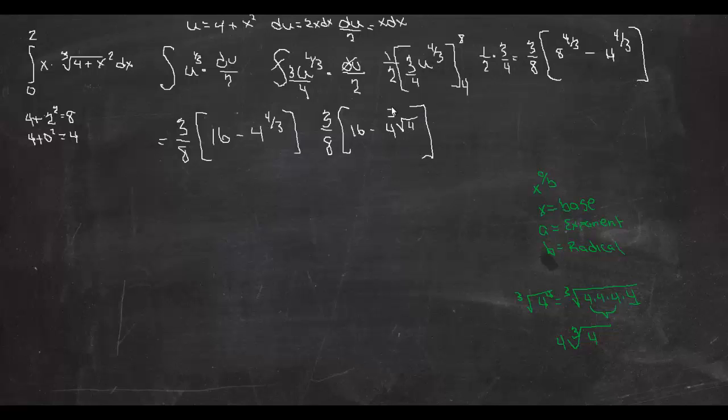Okay. So what we'll do now is we'll go ahead and take, well, let's see. We can simplify this 8 into 16. But before that, let's go ahead and just distribute the 3/8 to each term so it'll be a little easier to see. So we have 3/8 times 16 minus 3/8 times our second term.